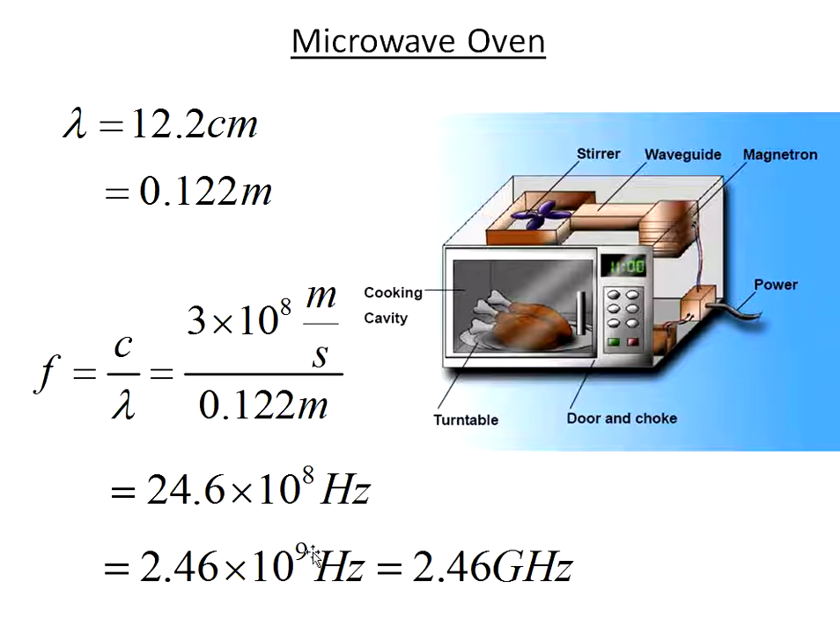The reason I did that is now I can take all of this, 10 to the 9 hertz, and replace it with gigahertz, because that's what a gigahertz is. Gigahertz is 10 to the 9 hertz. So anyways, your microwave oven produces electromagnetic waves which have a wavelength of 12.2 centimeters.